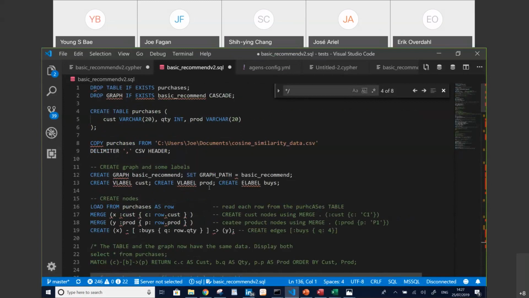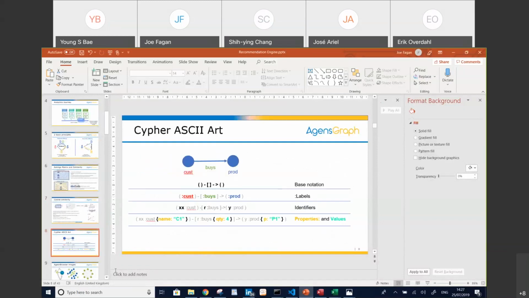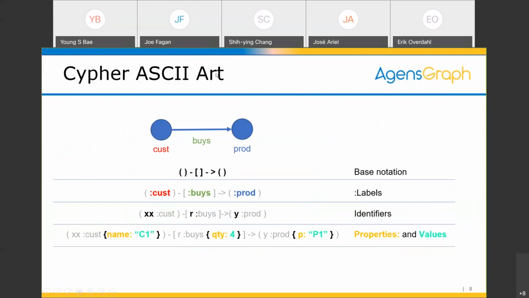Before we jump into the code, because I don't want to frighten you if you're not familiar with Cypher, here's a very brief introduction into Cypher lingo. First, it follows a kind of ASCII art type of topology. You have a customer node here and a product node here, or vertex. Vertex and node are equivalent, they're the same thing. And then you have a relationship, which is in this case called buys. And the base notation is this.